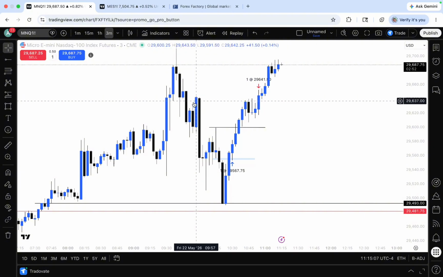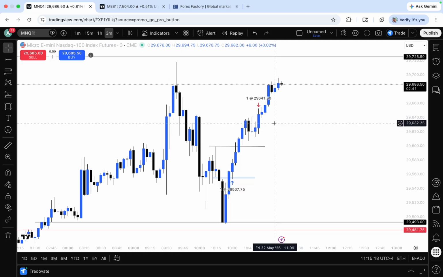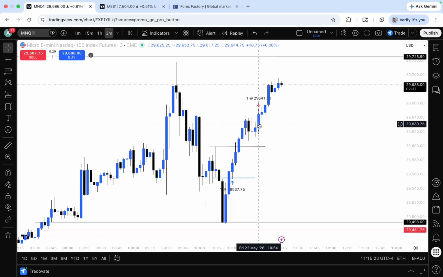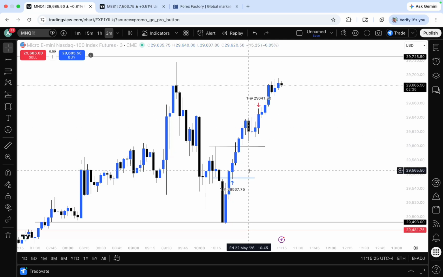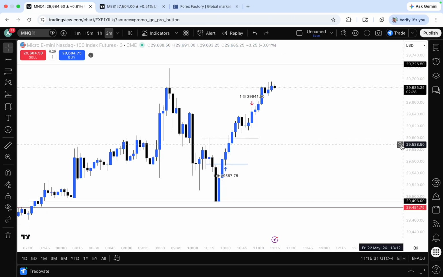This was a high inside of a 5-minute gap, so that is often a strong draw for price to go to. So yeah, that's where we hit our TP. It was a bit conservative, not quite a 2-to-1, but a little better than a 1-to-1. So I'm happy with that.